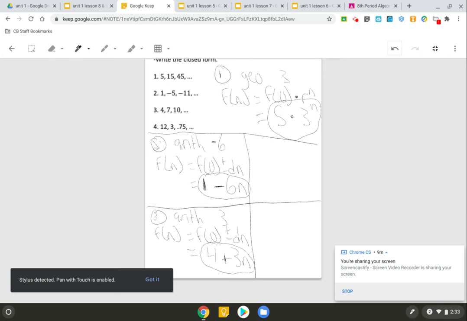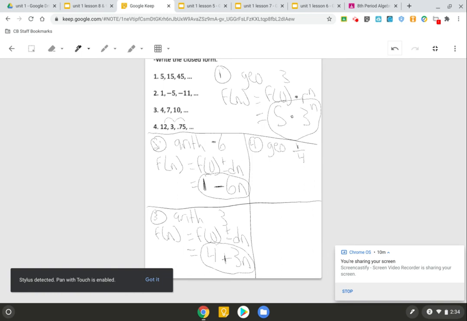Okay. Let's finish out and look at number 4. Okay. So number 4, we go from 12 to 3 to 0.75. That is going to be a geometric sequence. It's going to be geometric because we're dividing by 4. 12 divided by 4 is 3. And 3 divided by 4 is 0.75. So my common ratio is going to be 1/4, because we're dividing by 4.